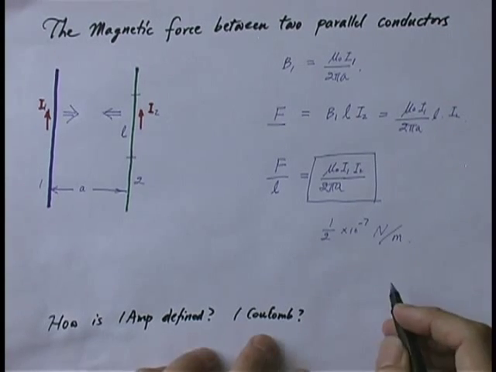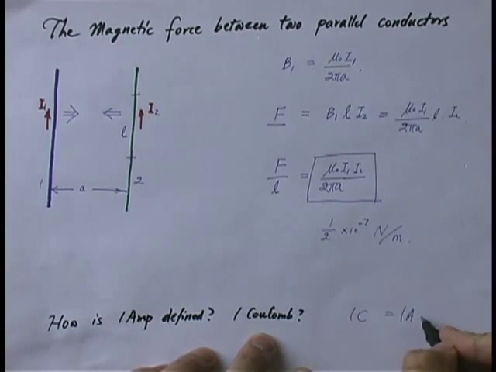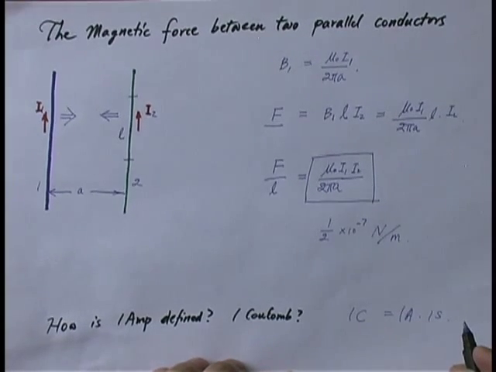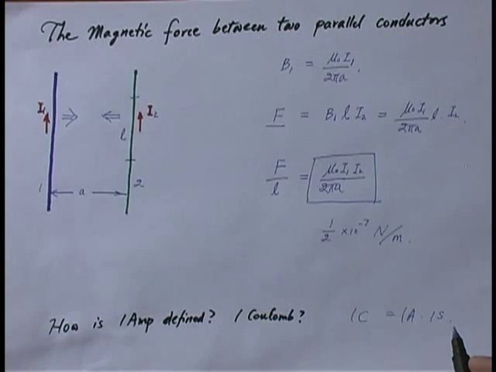Once we define 1 amp, what about 1 coulomb? 1 coulomb is 1 amp times 1 second. It is the amount of charge flowing through a cross section in a second if the current intensity is 1 amp. So that's how we define 1 coulomb.